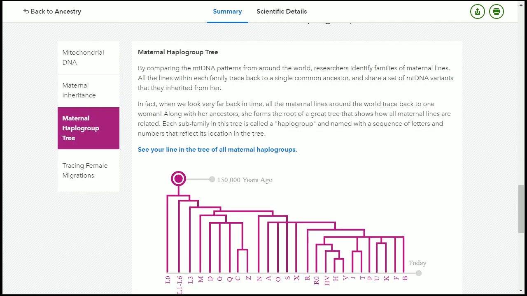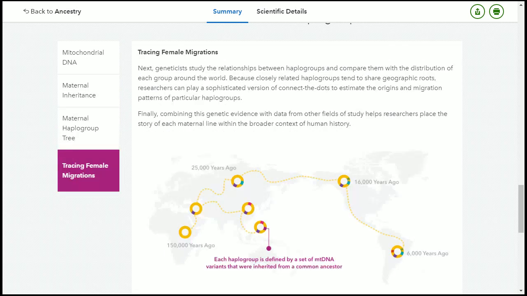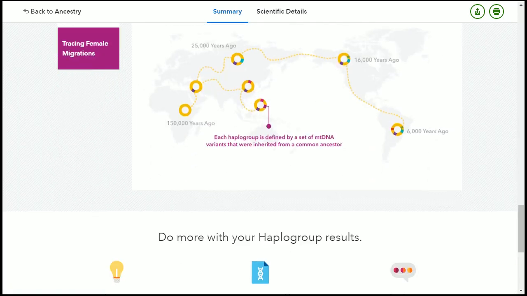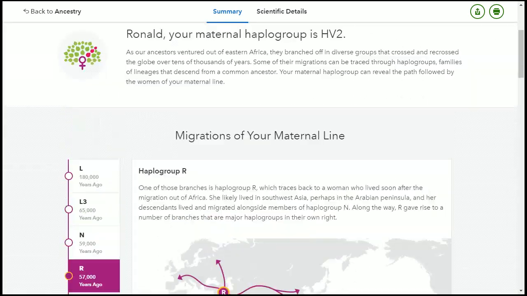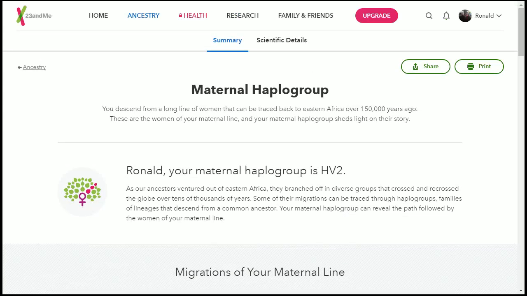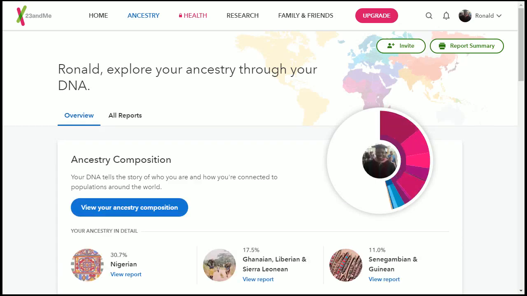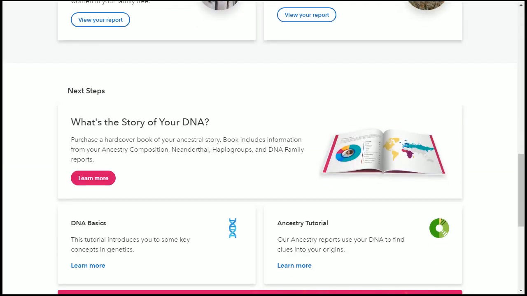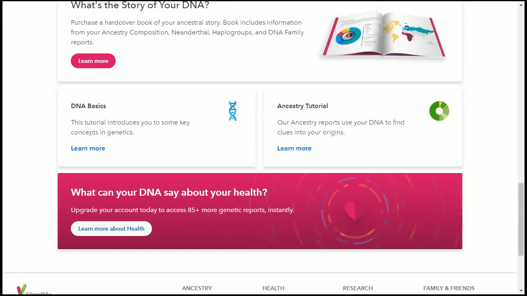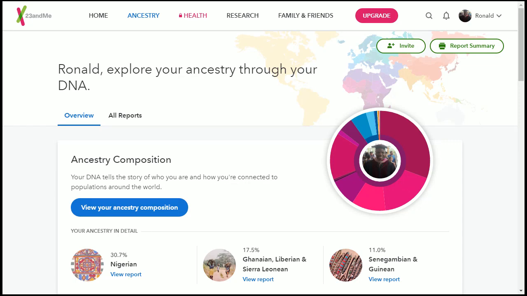This is more the scientific tree. And it's tracing my female migration. So you can go ahead and read that. Scroll back up. Let's go out to the bottom. And I want to go back to Ancestry. Okay, let me scroll up again. Sorry about that. We go to all reports.